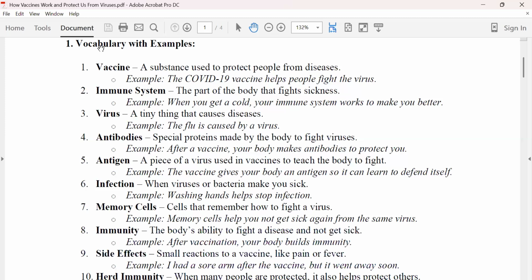Infections mean when viruses or bacteria make you sick.